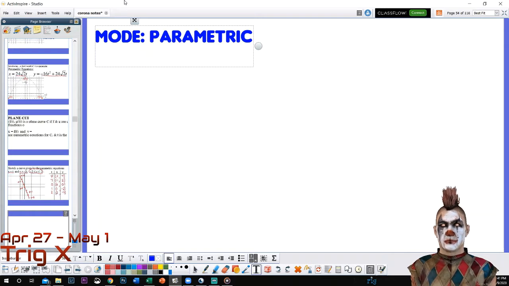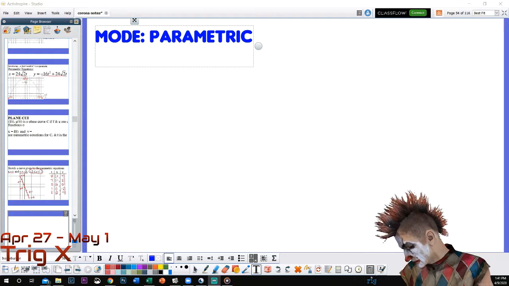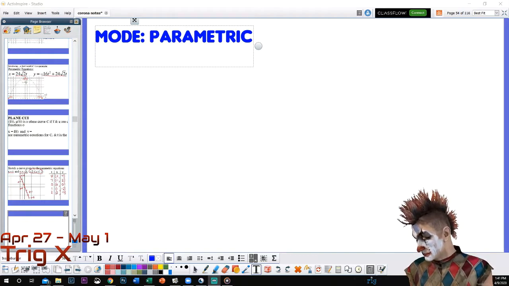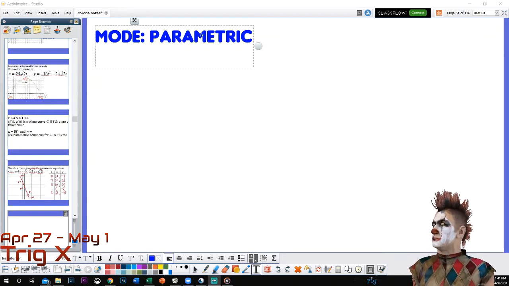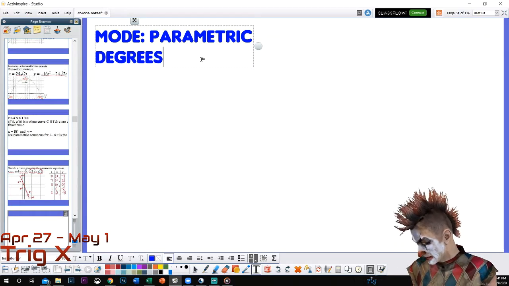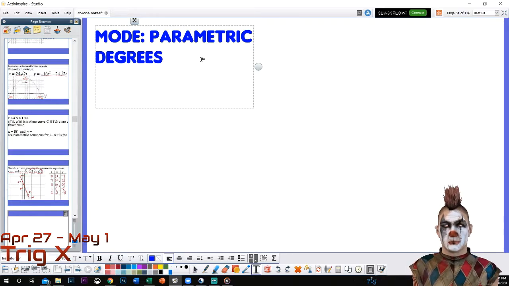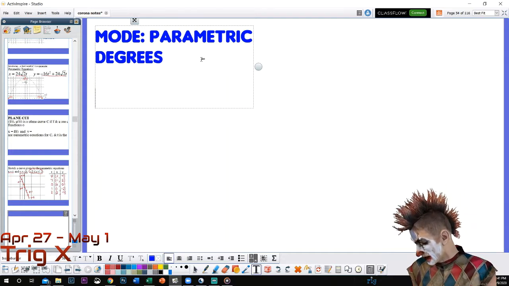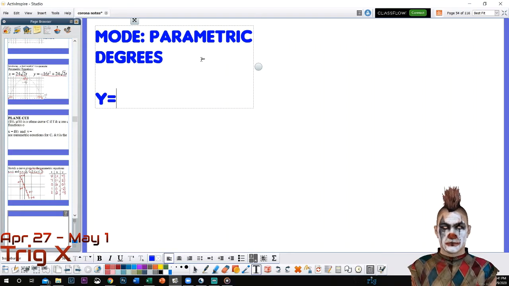And once you have parametric mode, then go on down. Right now we're going to be in degrees mode, so let's leave it in degrees. It doesn't really matter for this particular problem, but for right now let's stick with degrees. And everything else you'll pretty much leave the same. Now that you have that, I want you to hit y equals.